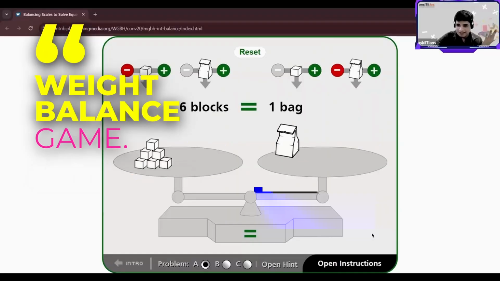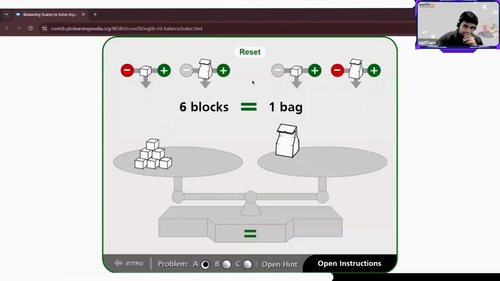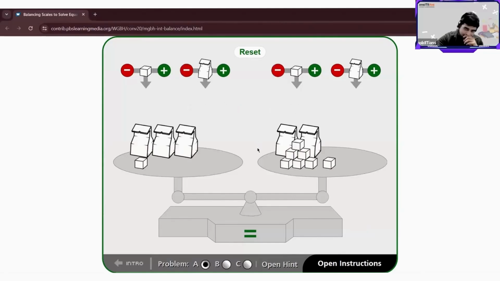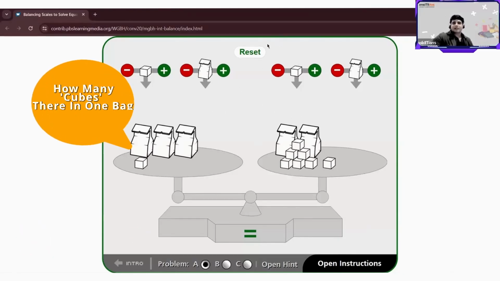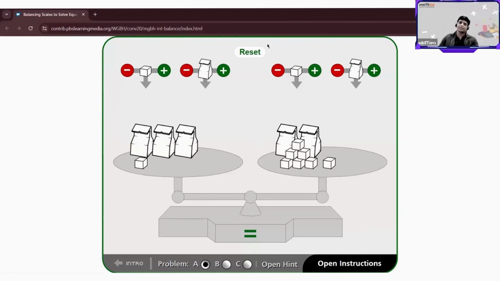So let me just introduce you to a game. The weighing scale game, the weighing balance game. Wait, let me just reset it. Now, you have to tell me, everybody, how many cubes are there in one bag. How can you tell that? Any ideas? Please tell me.